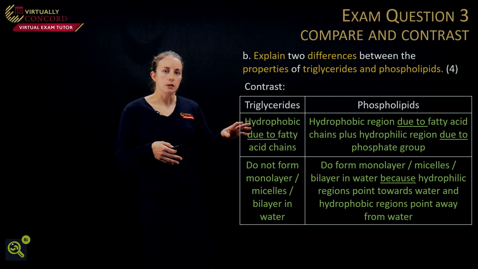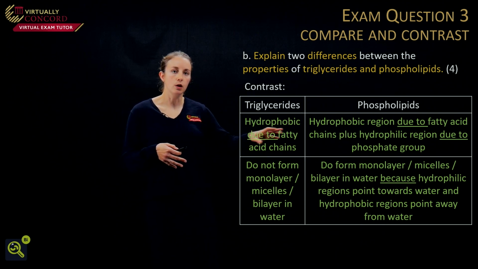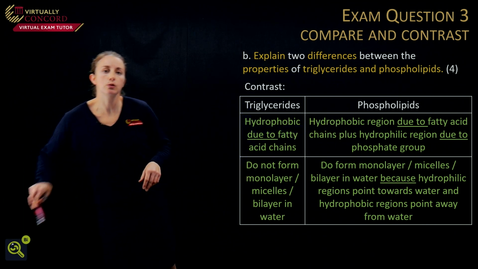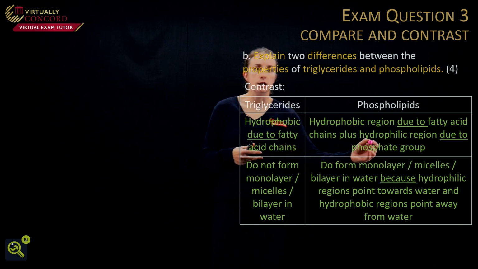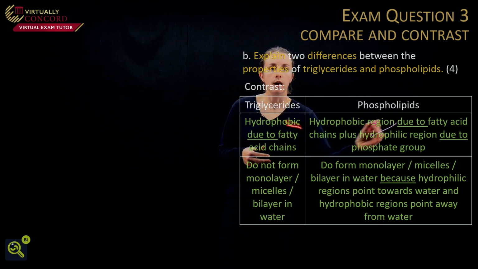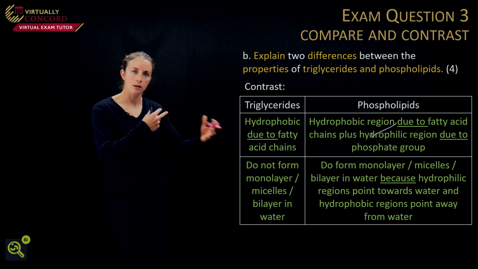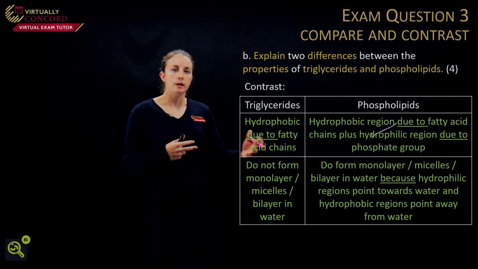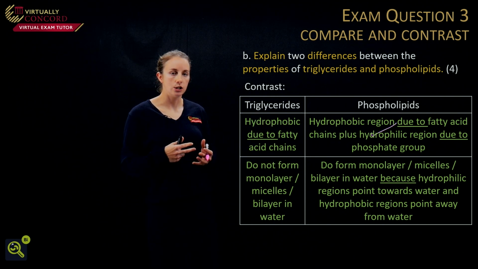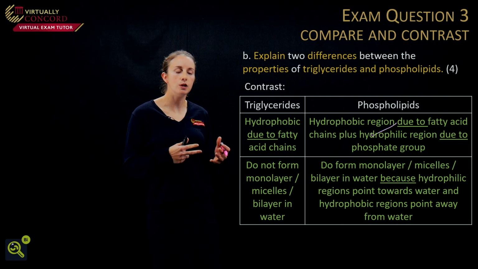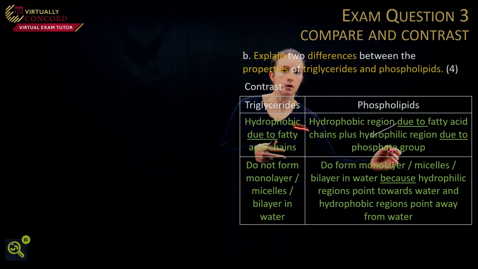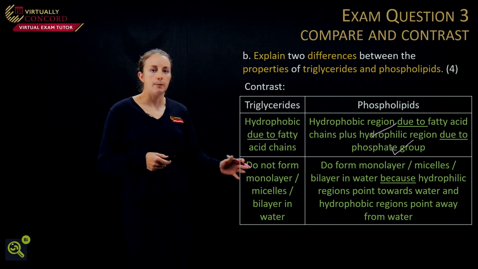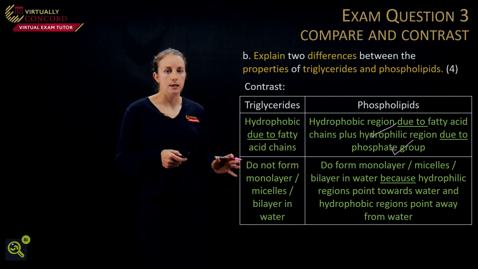So if we start with the description, for triglycerides, they are hydrophobic, whereas phospholipids have both hydrophobic and hydrophilic regions. And it is important that you state that they have both of those regions. And that would give you 1 mark for having made your description of that contrast. And then the second mark comes from your explanation. So the fact that you explain that the hydrophobic regions are due to the fatty acid chains, which are present in both, whereas the hydrophilic part of your phospholipid is due to the phosphate group, which is only present in the phospholipids.